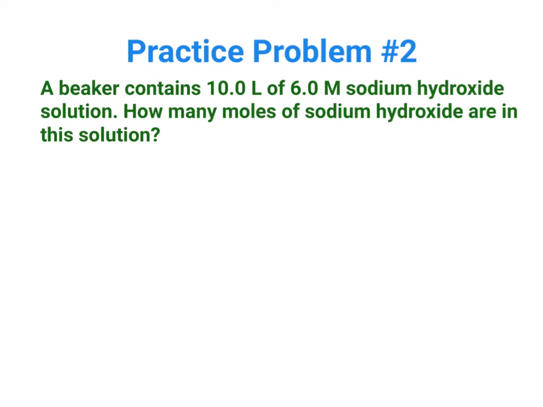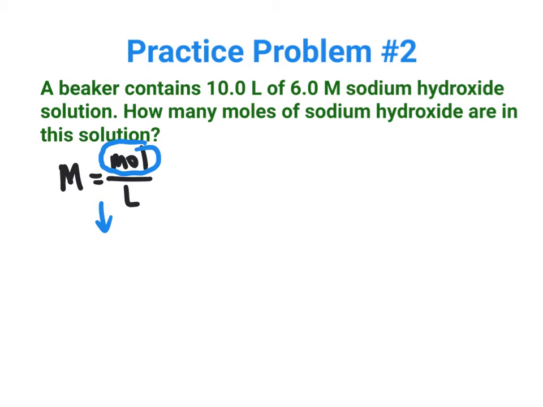So this is practice problem 2. It says a beaker contains 10.0 liters of a 6.0 molar sodium hydroxide solution. How many moles of sodium hydroxide are in the solution? We'll go back to our original equation, and we'll remember that concentration is equal to moles per liter. That's moles of solute. In this case, though, we're not trying to solve for concentration. We're trying to solve for moles. So we'll have to rearrange our equation.